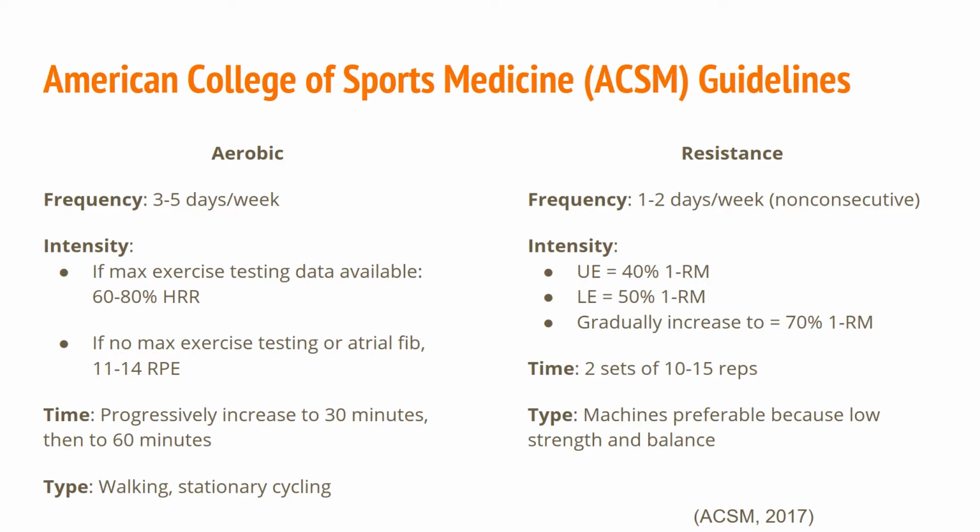Modes of aerobic training include walking and stationary cycling. For resistance training of these individuals, you want to do 1 to 2 days a week, non-consecutive days, so you want to make sure there's at least a day in between. The intensity for the upper extremity should be 40% of their 1 rep max, which is just slightly lower than the 50% 1 rep max for lower extremity. You can gradually increase them to 70% of their 1 rep max. You should do 2 sets of 10 to 15 reps for each exercise. Machines are preferred because this is better for low strength and balance.